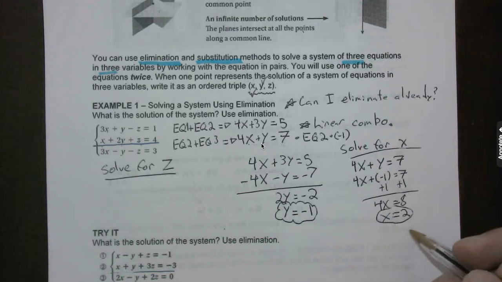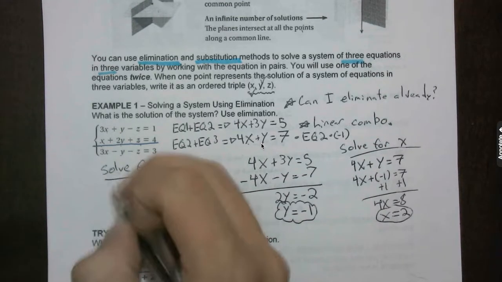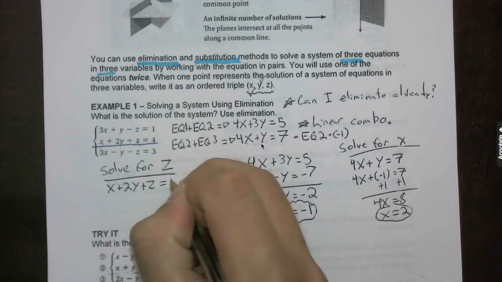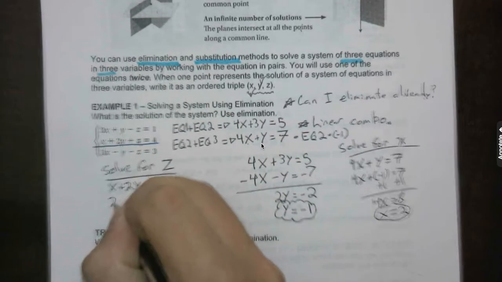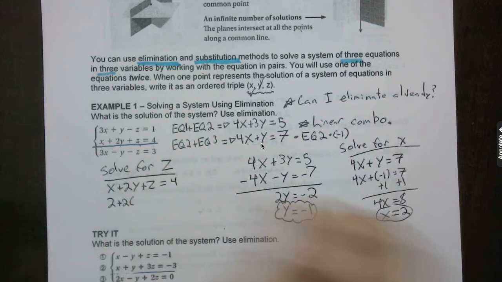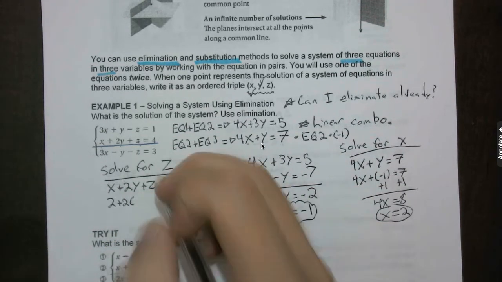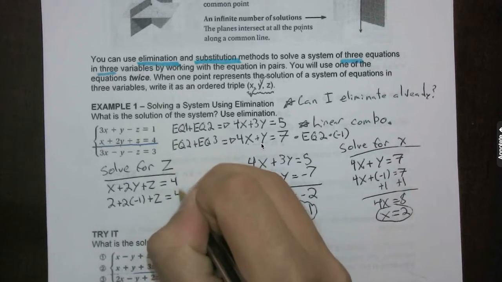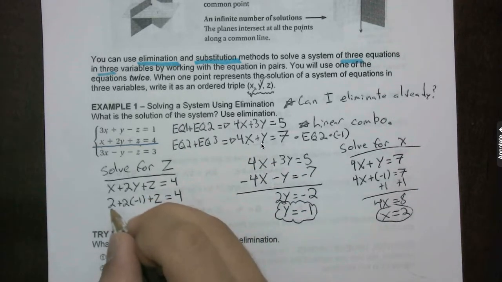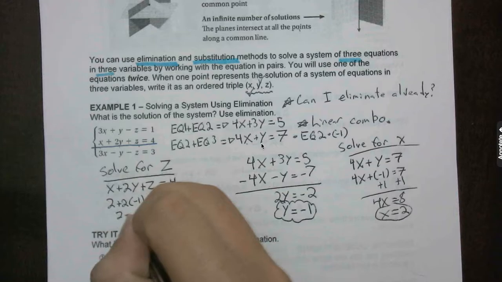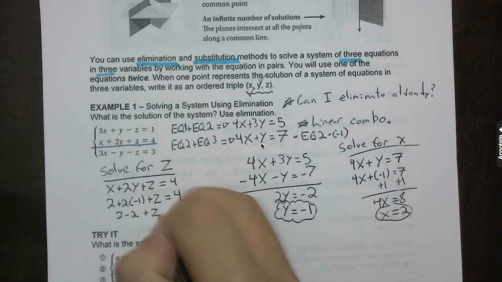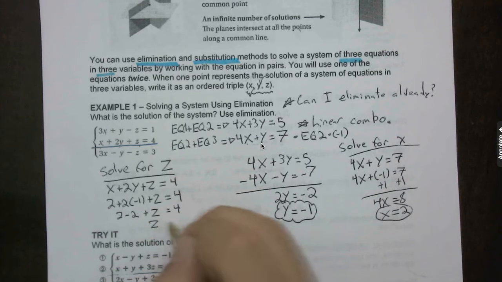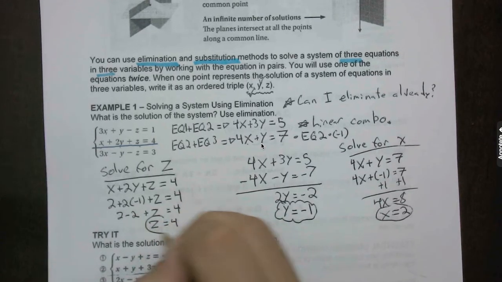So if we plug in accordingly, we know that we have x plus 2y plus z equals 4. X equals 2. We're adding on 2 times y, where y is -1. And we're adding on z, our final variable that we have to solve for. It's pretty much 2 minus 2 plus z equals 4. These 2's cancel. So we're just left with z equals 4.